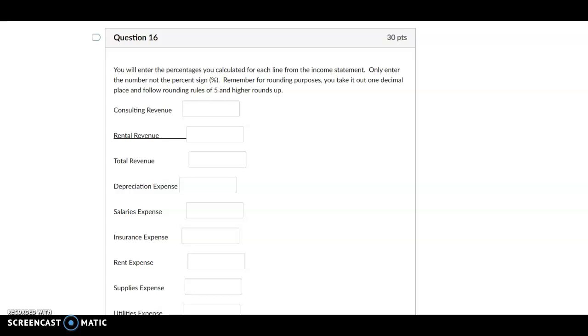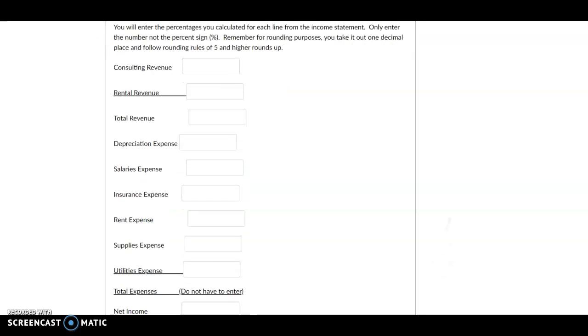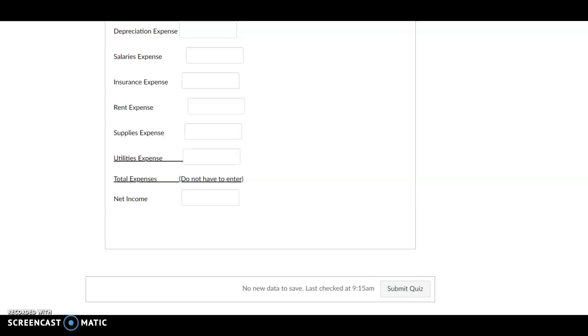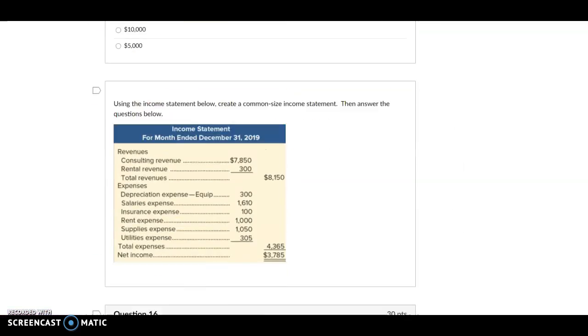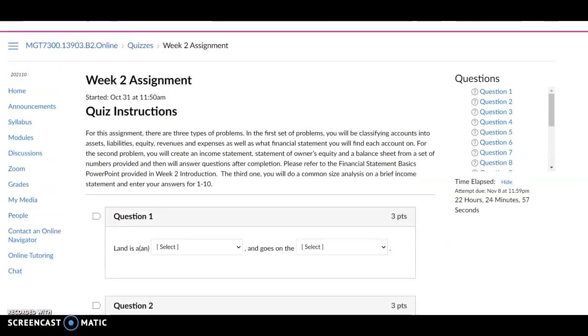The really important thing is to make sure that you follow instructions. It says here, only enter the number, not the percentage sign. Remember, for rounding purposes, you are to take it out 1 decimal place and follow the rounding rules where if it's 5 or higher, it rounds up. If it's 4 or lower, it stays the same. That's what you will be looking at for assignment 2.